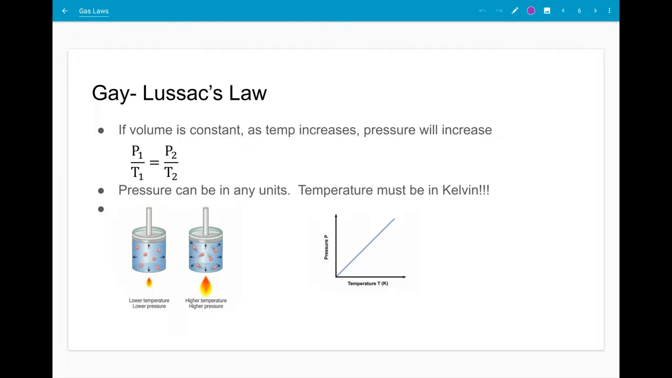Okay, next law is Gay-Lussac's law. This is actually two different people that came up with this one. Now we're holding volume constant, and we find P1 over T1 equals P2 over T2. Here pressure can be in any units, but just a reminder, temperature does have to be in Kelvin. Here's a little piston picture to show what this law would look like, and notice here it's pressure versus temperature that will give you that linear graph.